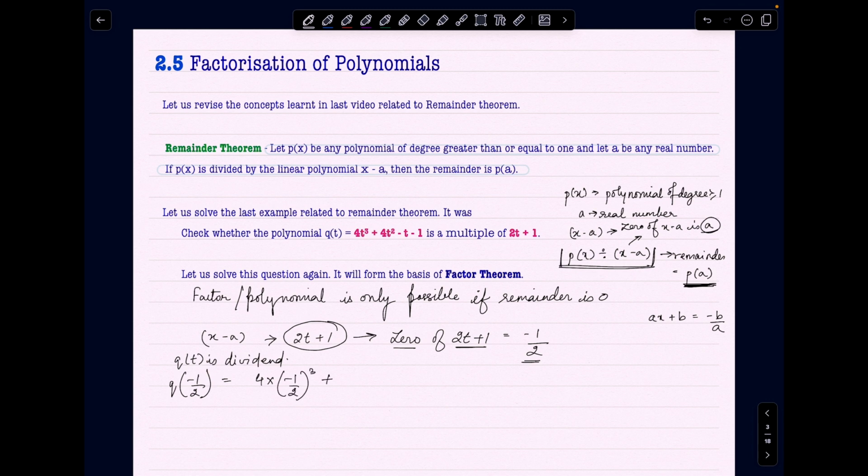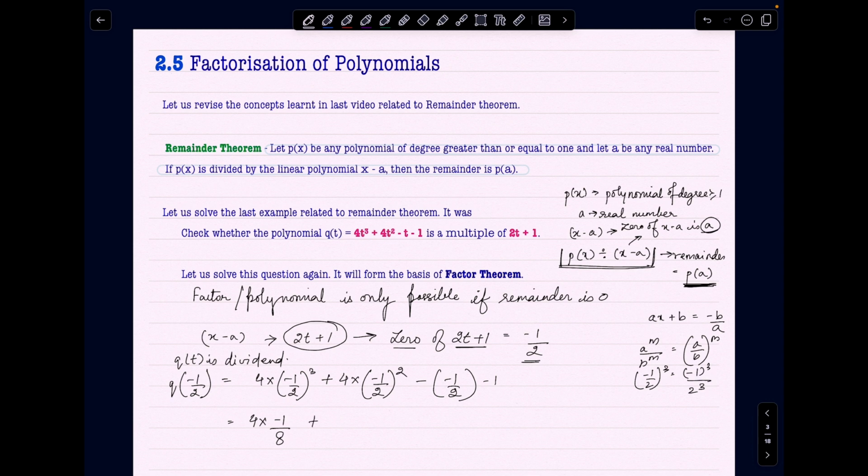Plus 4t square means 4 into (minus 1 by 2) square. Minus t means minus of minus 1 by 2. And this is minus 1. Understood? In my number systems video also I talked about how a to the power m by b to the power m can be written as (a by b) to the power m. So (minus 1 by 2) cube can be written as minus 1 cube by 2 cube. Minus 1 cube is minus 1 and 2 cube is 8, so (minus 1 by 2) whole cube is minus 1 by 8.